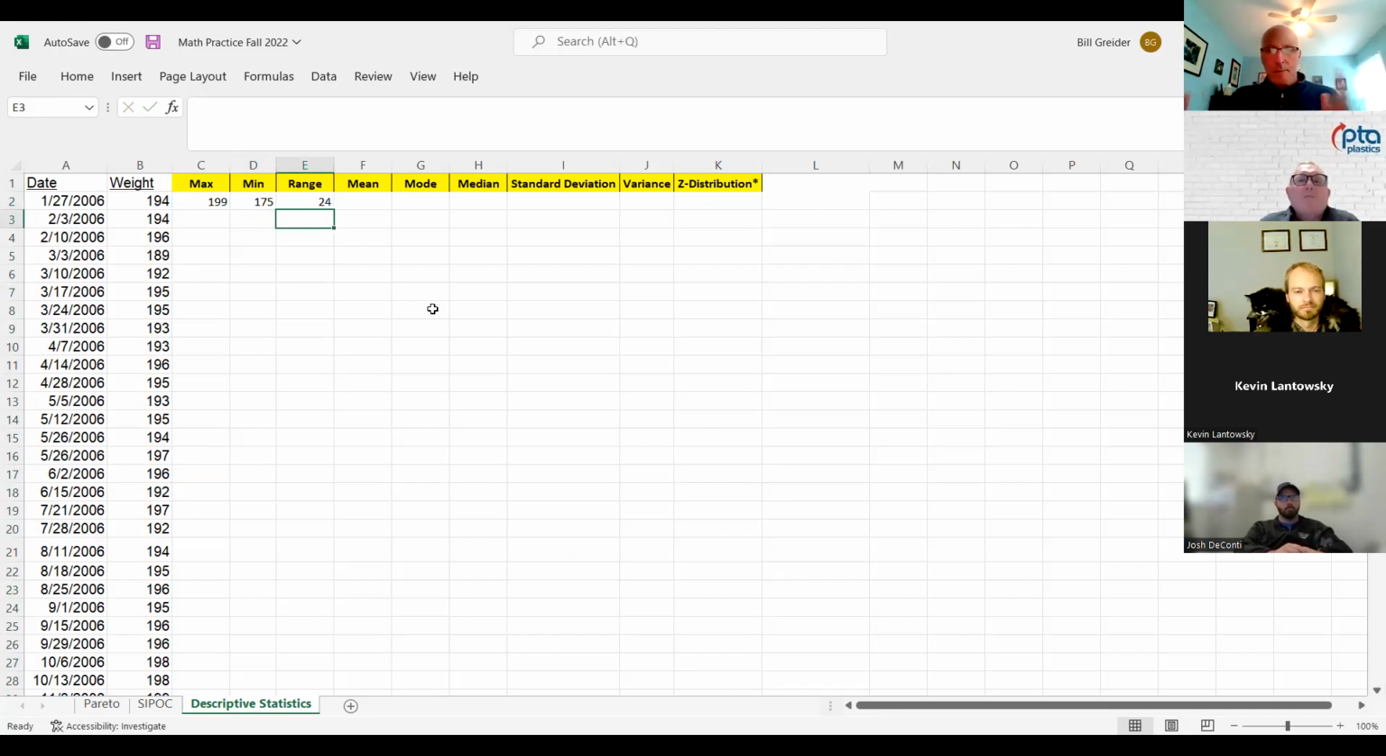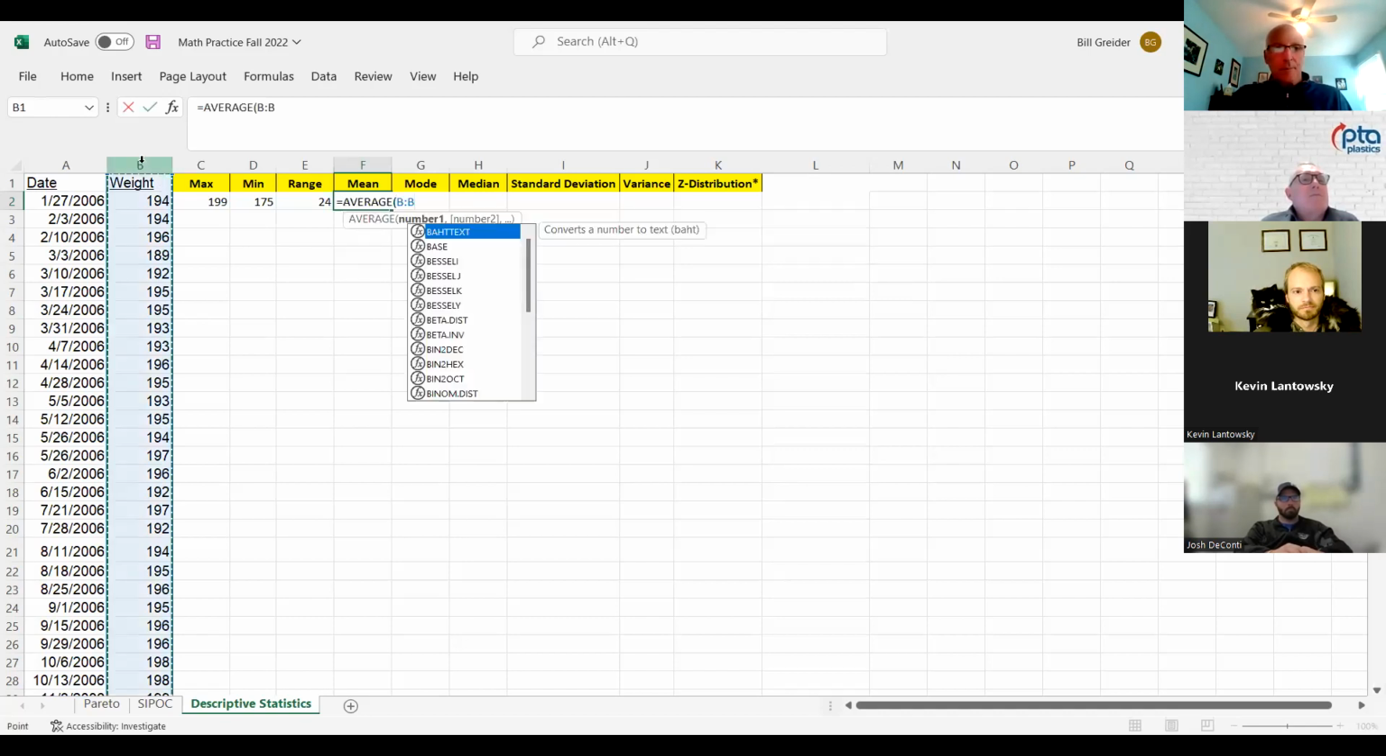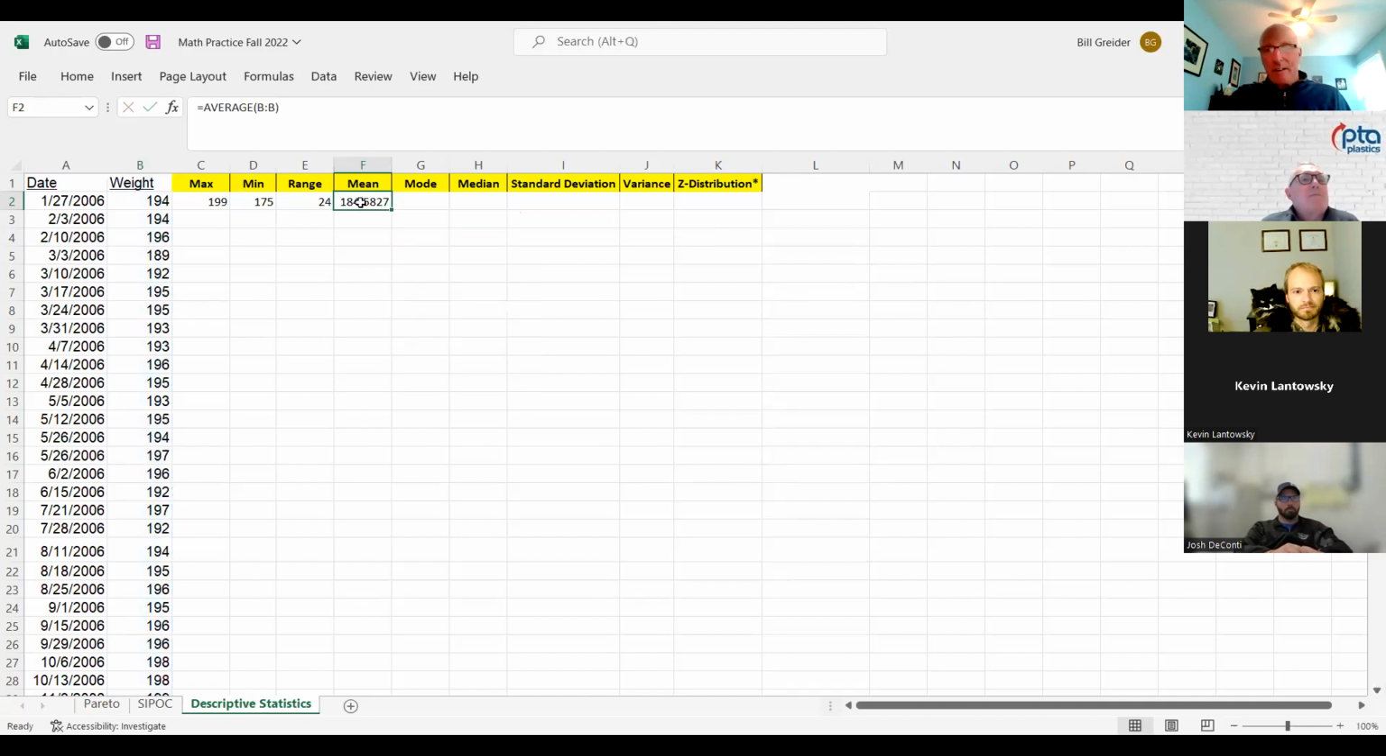All right. And what's the average? The mean is the average. That might be important to know. And equals the average, and again, highlight the weight. And I can see that my average over the last 750 weeks is about 184 pounds.